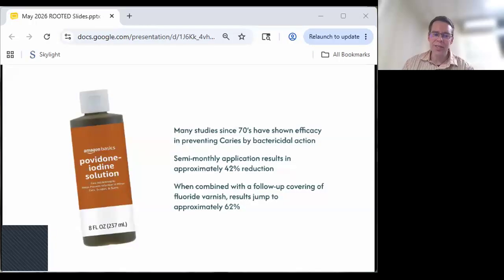I'll let you know there are studies going all the way back to the 70s that show if you pair this with high dose fluoride varnish, it actually has a higher preventive factor than silver diamine fluoride. I'll say that again. It has a higher preventive factor than silver diamine fluoride. It does not stain teeth. It actually kills, so it is bacteriostatic and bactericidal. The downside of it is it does not remineralize.